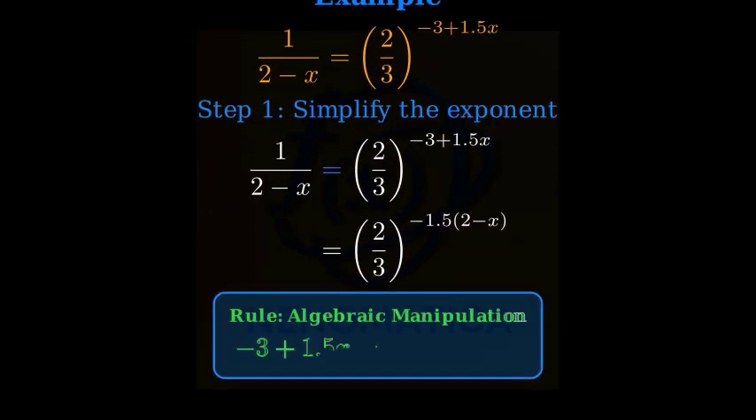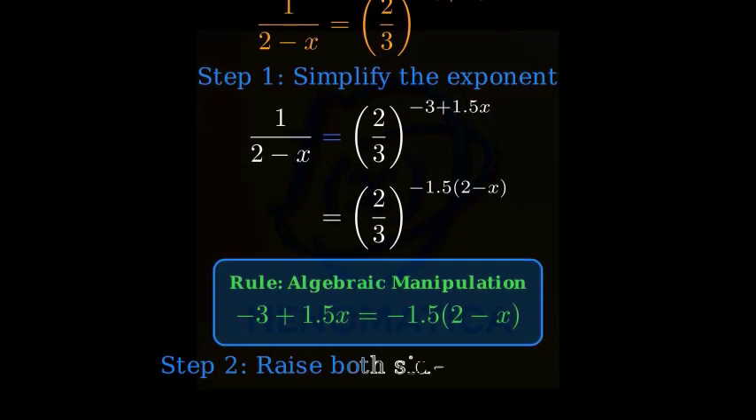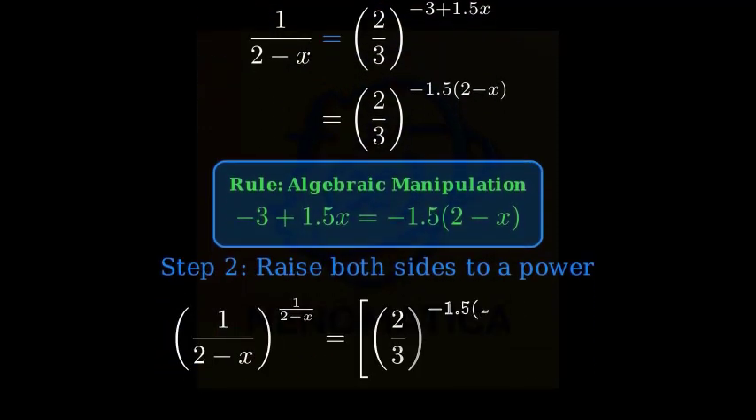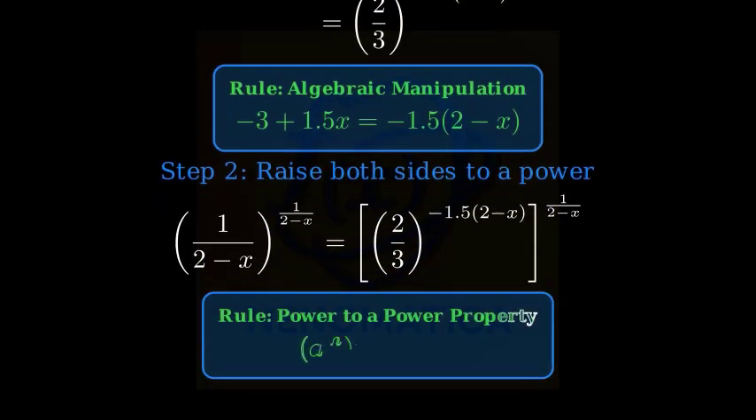We can rewrite negative 3 plus 1.5x as negative 1.5 times open parenthesis 2 minus x close parenthesis. This helps us connect the exponent to our variable on the left side. Now we'll take advantage of the form of our equation. We notice that the left side has the term 1 over 2 minus x. Let's raise both sides to the power of 1 over 2 minus x. On the left side, this gives us 1 over 2 minus x squared. On the right side, we apply the exponent to our expression.